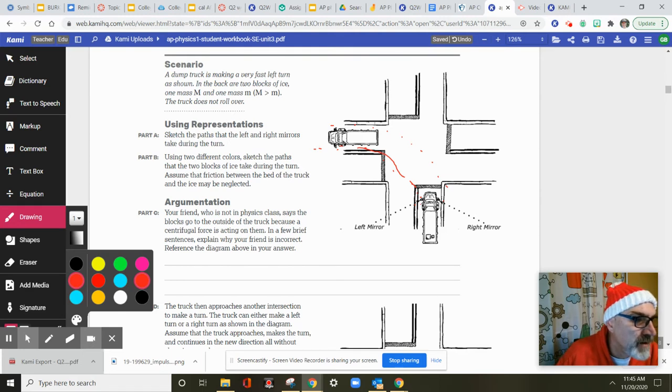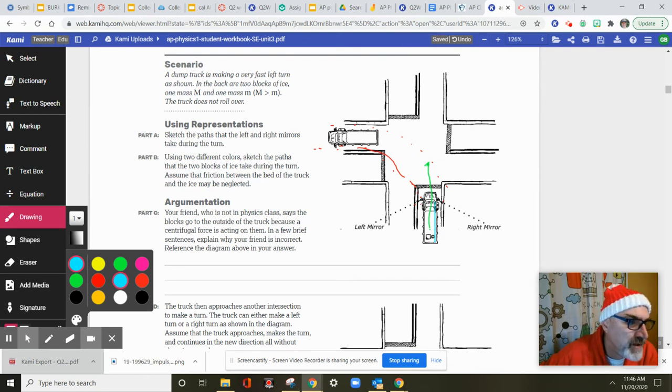Using 2 different colors, sketch the paths the blocks of ice take during the turn. Since the blocks of ice are slippery, the big block is going to go like this and slide up. It's not going to slide out of the truck, but it's going to slide on the back of the truck. They're both going to slide like that.